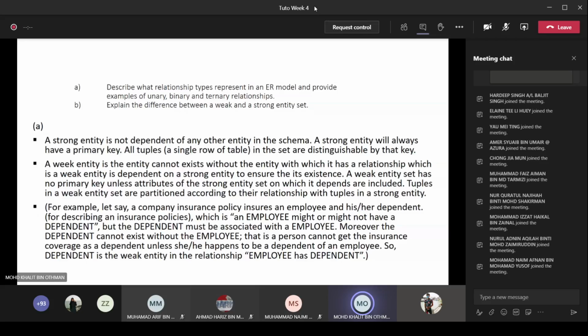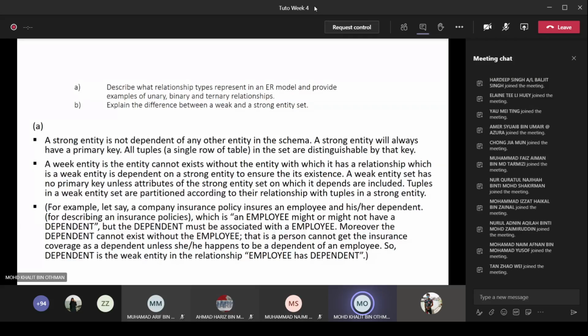A weak entity set has no primary key unless attributes of the strong entity set on which it depends are included. Meaning that tuples in a weak entity set are partitioned according to their relationship with tuples in a strong entity, where a strong entity is not independent of any other entity in the scheme. So a strong entity can exist without depending on another entity.